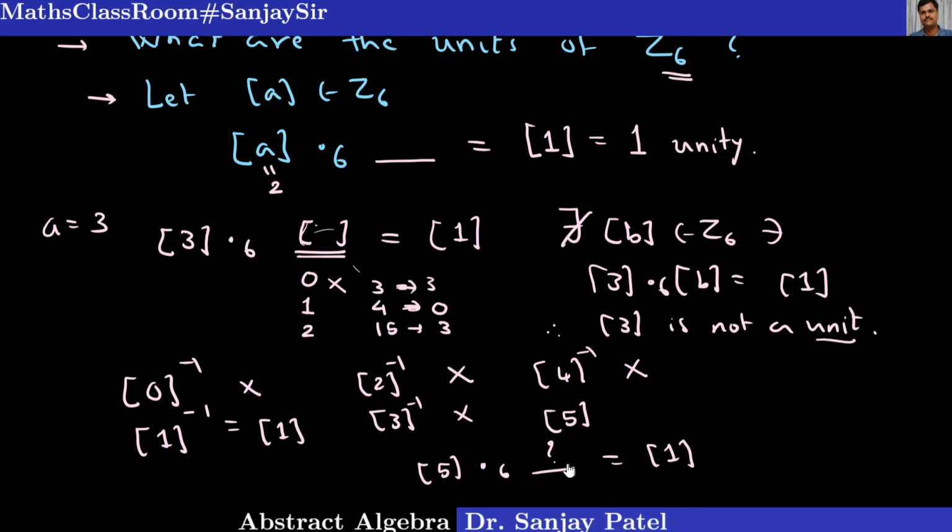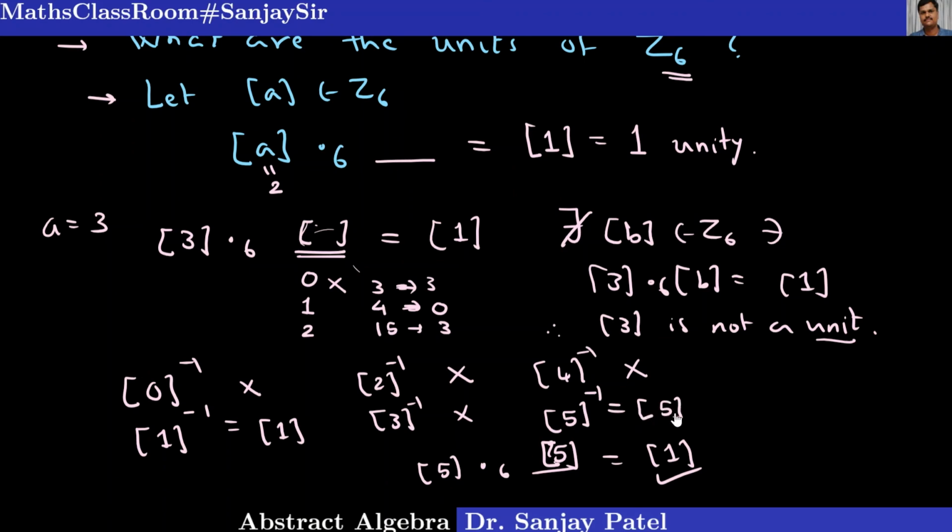5 4s are 20, and 20 is equal to 2. It is also not proper. But 5 5s are 25. Yes, so if I keep 5 here itself, 5 5s are 25 and 25 is equal to 1. So this is satisfied. So I can say phi inverse is equal to class 5.